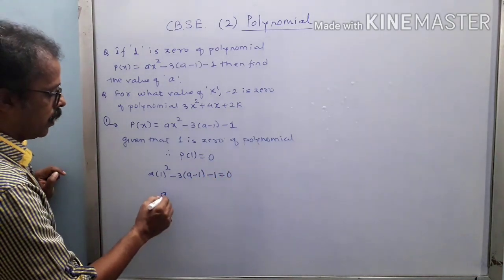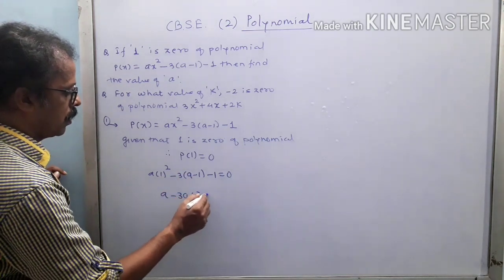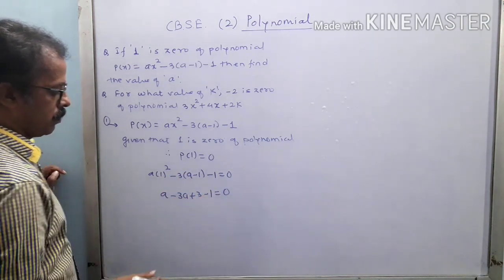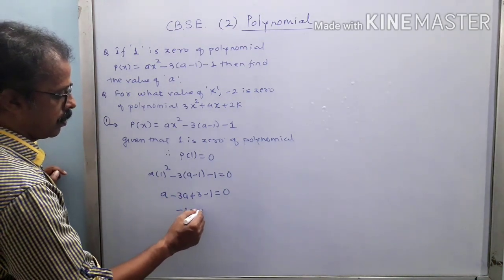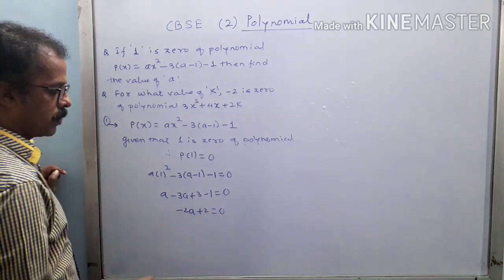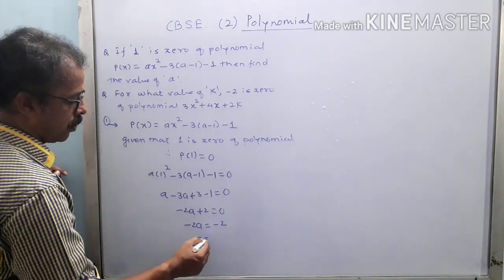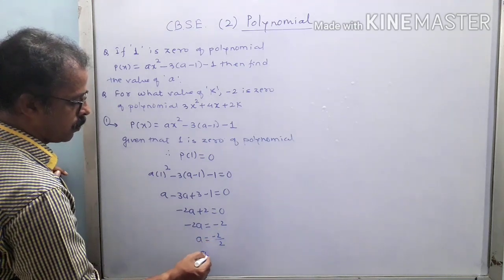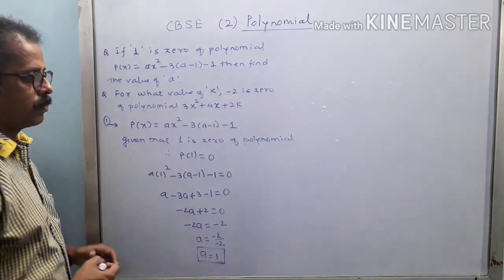So here a minus 3a plus 3 minus 1 is equal to 0. Now a minus 3a becomes minus 2a plus 2 is equal to 0. So minus 2a is equal to minus 2, a is equal to minus 2 upon minus 2, and a is equal to 1. So what is the value of a? We found it to be 1.